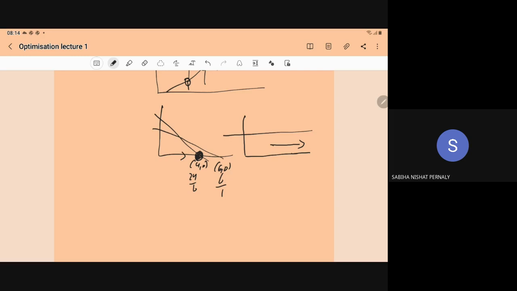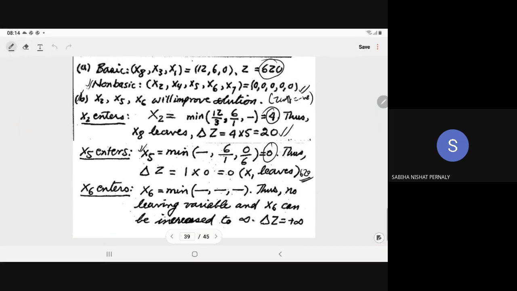In this direction you can increase your value of x1 up to 4 only. But when there is no intersection, there is no leaving variable, that implies that you can increase the value of z up to any extent, up to infinity also. So due to the infinity, the value of z will become infinite. From 620, the value of z will become infinite. Clear this part? No leaving variable, and x6 can be increased to infinity, so delta z will be infinity. Clear this part?